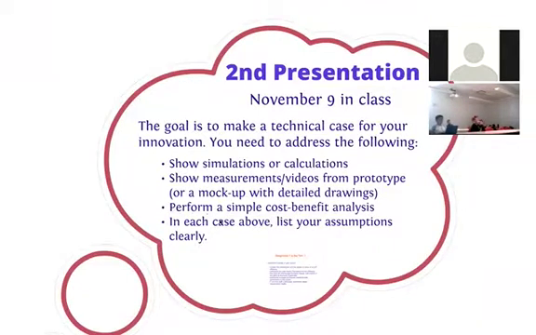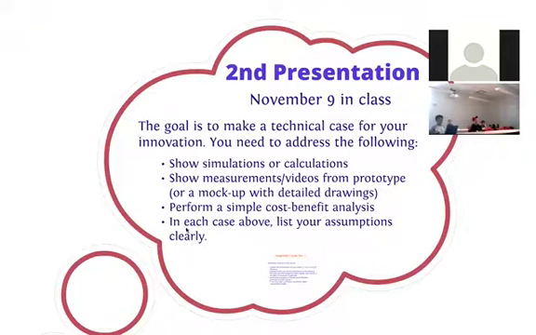I would expect you to do a very simple cost-benefit analysis. In other words, figure out how much things cost, and if you want to add more complexity to a system, let's say a tracker, how much would that cost versus how much benefit does it provide in terms of total output of your system. In each of these cases above, you have to list your assumptions very clearly.